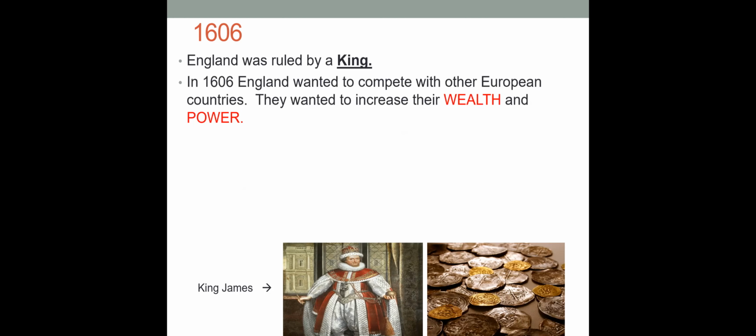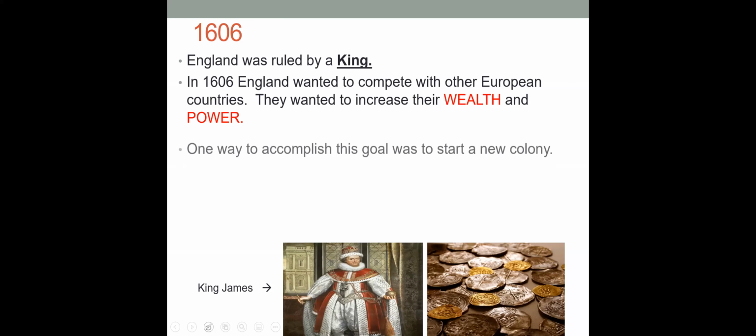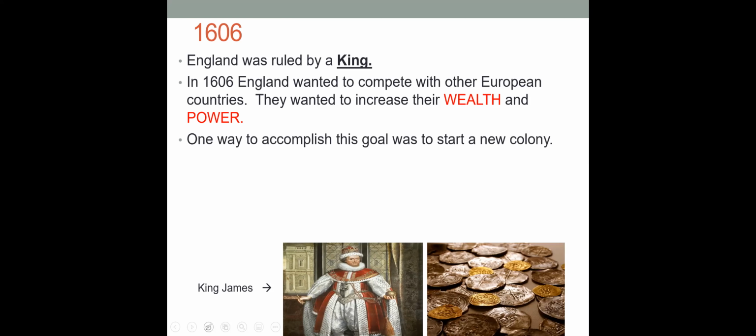England also wanted to compete with other European countries. They wanted to increase their wealth, which is like money or gold, and their power. So wealth is like money or gold, and power is like control over other countries. So wealth and power. That's how we're going to remember those. One way to accomplish this goal is to start a new colony.